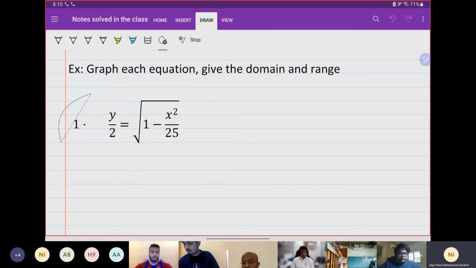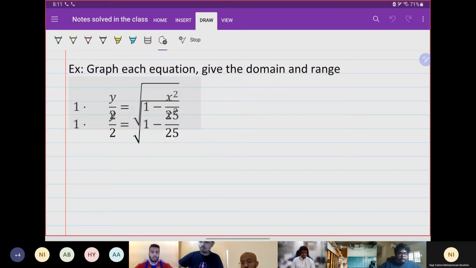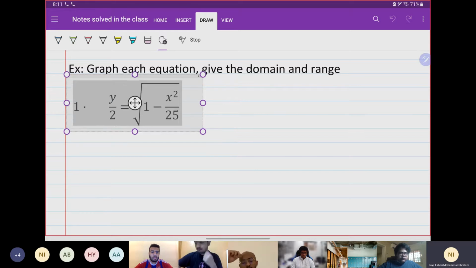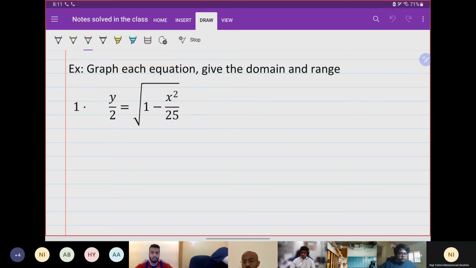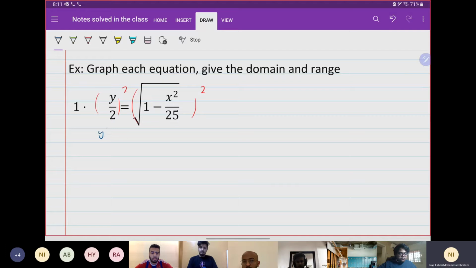Now, Shabab, if you look carefully here, he wants me to graph it. But before doing that, to graph, I will try to get rid of the root. How can I get rid of the root, Shabab? Square both sides. Can I square both sides? And if I do that, what will I get? Y squared over 4 is equal to 1 minus.